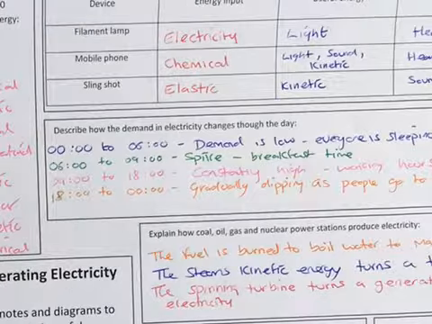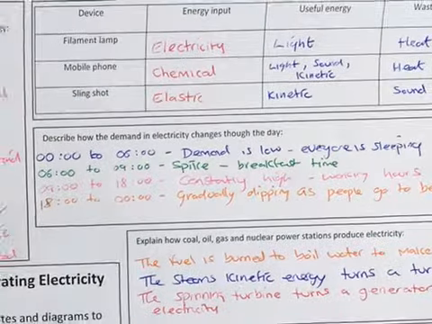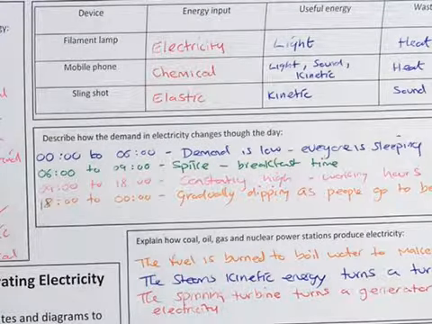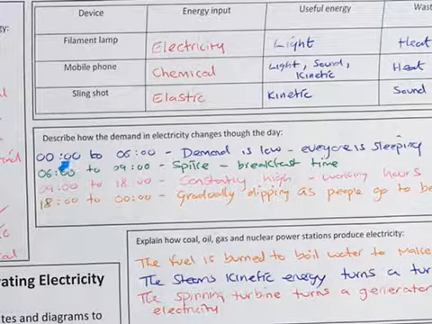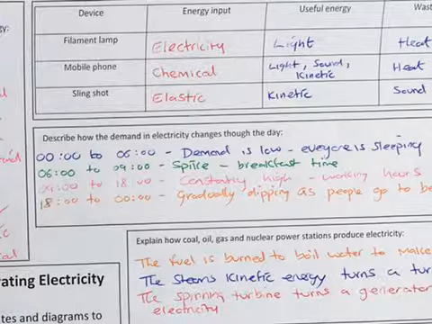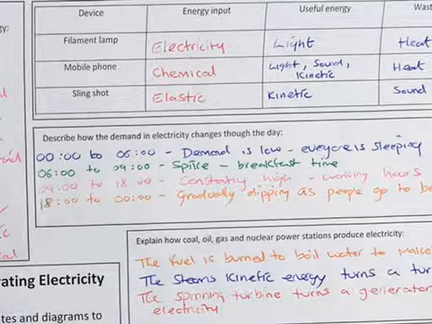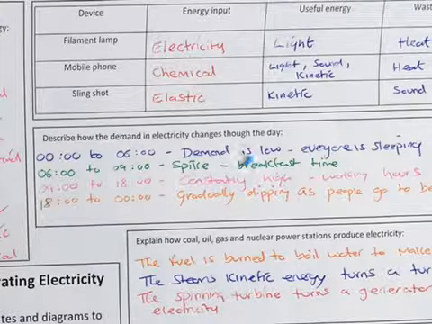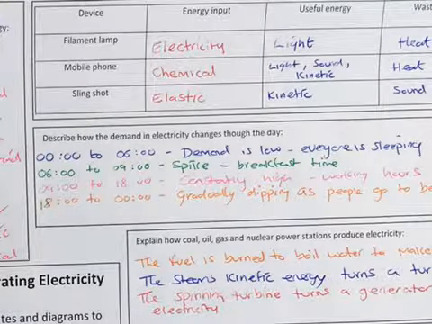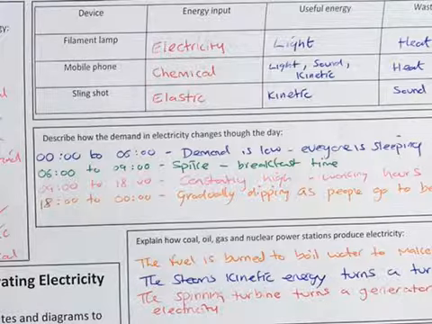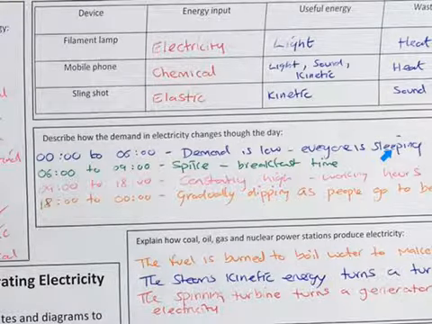Describe how the demand in electricity changes throughout the day. So it's not always the same demand. For example, between 12 o'clock midnight and 6 o'clock, demand is very low because everyone is sleeping. I know you get people working late night shifts and through the night, but generally that's when the majority of people sleep, and therefore you don't need electricity apart from your alarm clock.